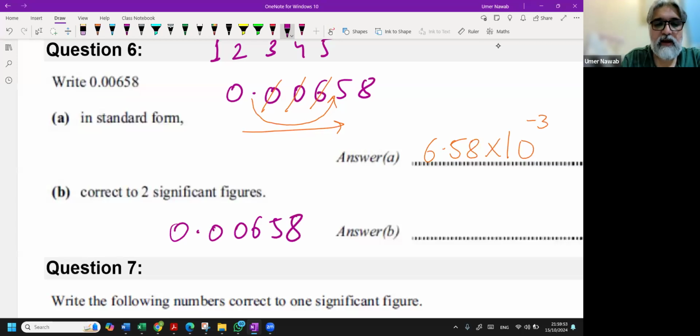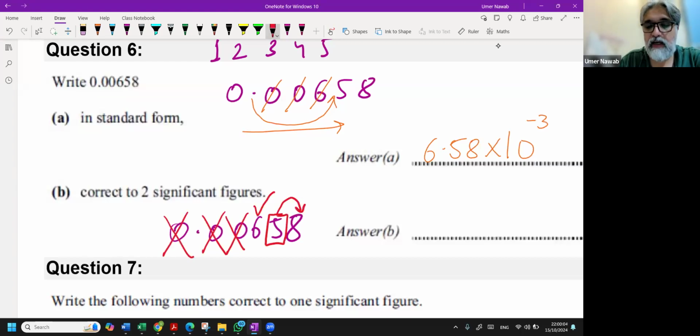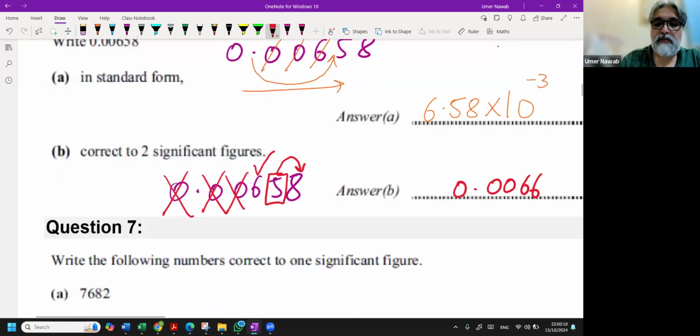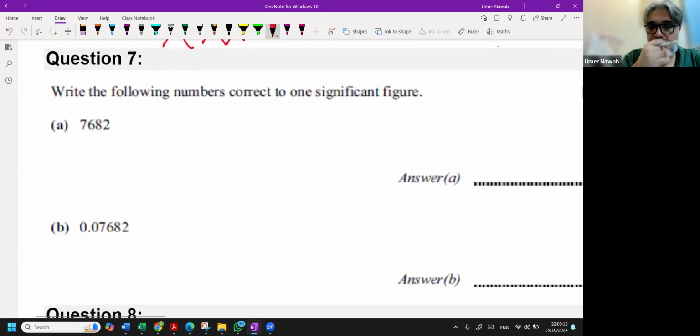Now the number is 0.00658. I have to round this number to two significant figures. Not significant, not significant, not significant. So this is my first significant, and this is the second significant. After 5, I have 8. I'm going to increase 5 by 1. So 0.0066. This number is written to two significant figures.